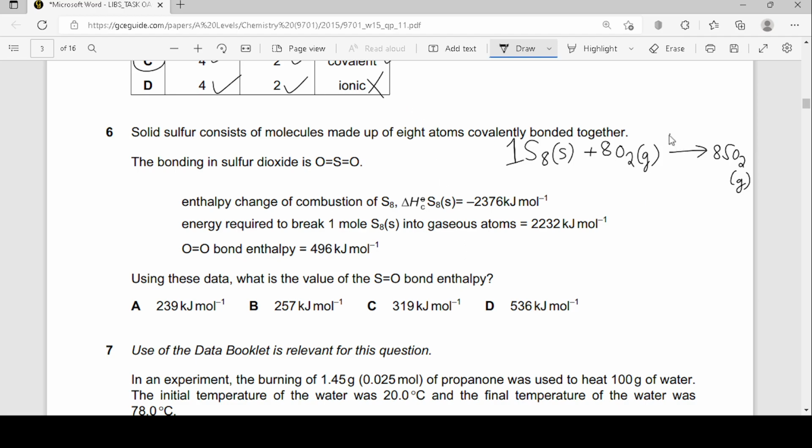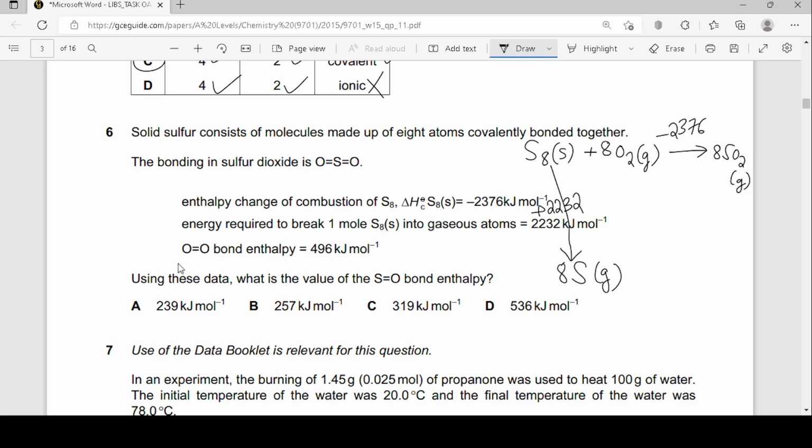So this reaction, this change, they have shown that its value is what? Minus 2376 kilojoules per mole, right? I'm not bothering writing the units, but you can write the units if you want to. Energy required to break 1 mole of S8 solid into gaseous atoms, which is what I have here. I have 1 mole of S8 solid into gaseous atoms. That is, this change is plus 2232 kilojoules per mole. And now I have 8S gaseous over here.